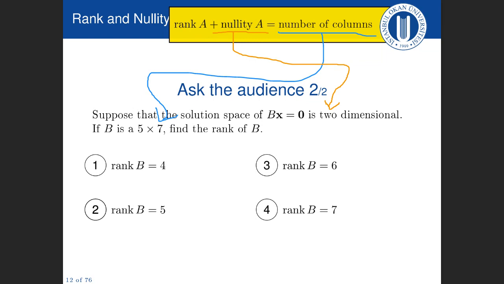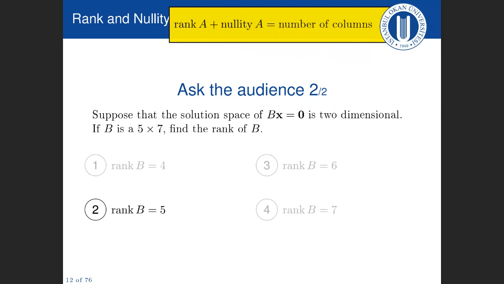Five people voted for 2. 5 people said the rank of B is 5. 1 person said the rank of B is 6, and 2 people said that the rank of B is 7. The answer is that the rank of B is equal to 5, because this matrix has 7 columns. We're told that the solution space of Bx equal to 0 is 2. In other words, the null space is two-dimensional, so the nullity is 2, and therefore the rank must be 5.